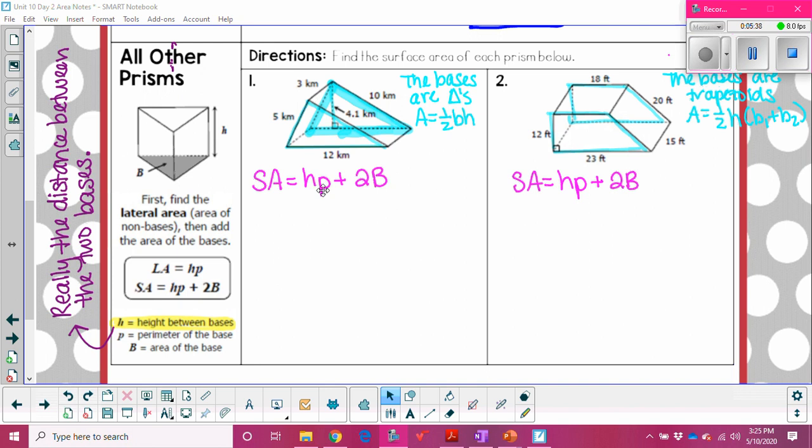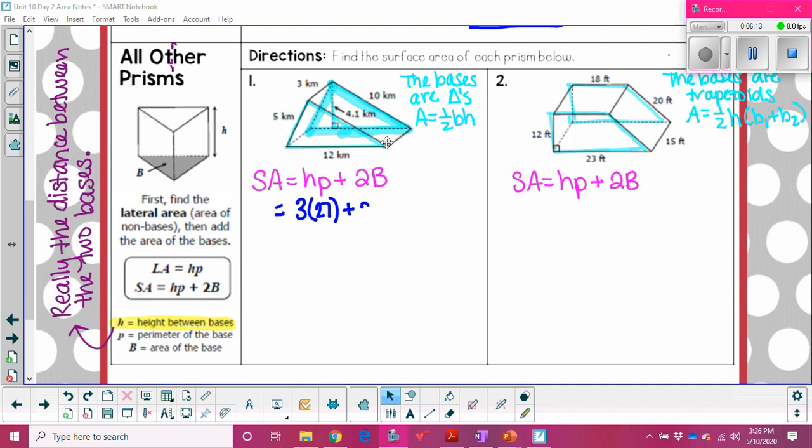And p is the perimeter of the base. So you're just going to add the perimeter of the base here, which is 5 plus 12 plus 10, which is 27. Okay, so I'm just going to fill in here. All right, so we have the height, which we just said was 3. The perimeter is 5 plus 12 plus 10, which is 27.